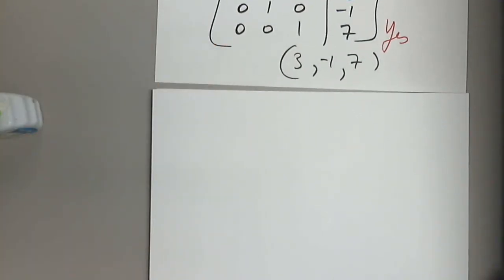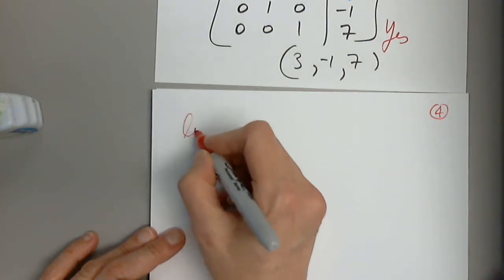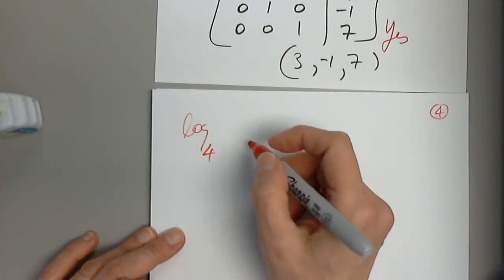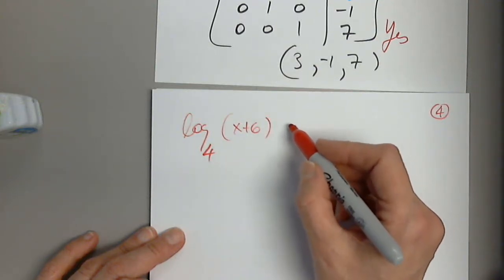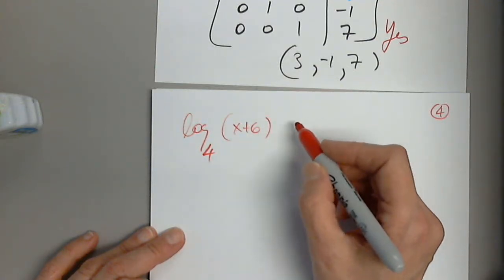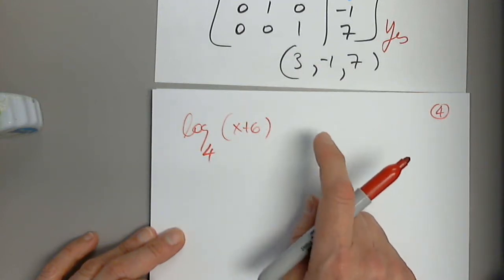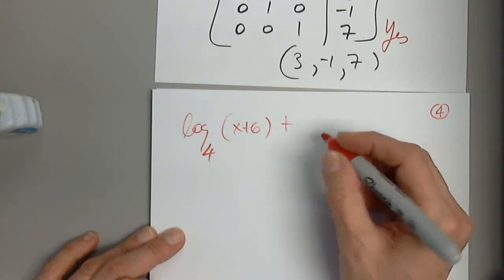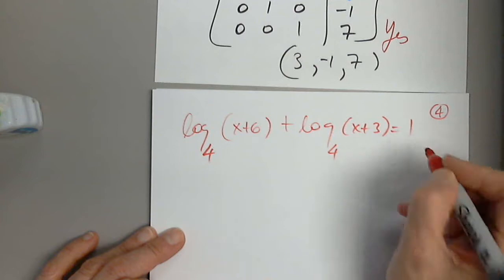Yes, please, Amanda. Can we do a log? Yes, I'm ready. Okay, so it's log base 4 of x plus 6, and log base 4 of x plus 3. Is it a plus? Oh, it's a plus, sorry. So log base 4 of x plus 3 equals 1.